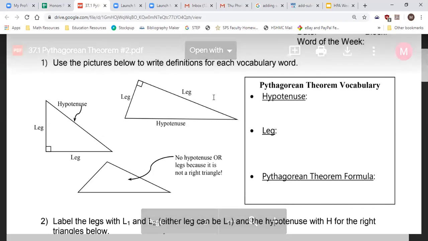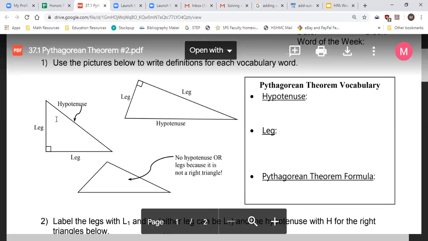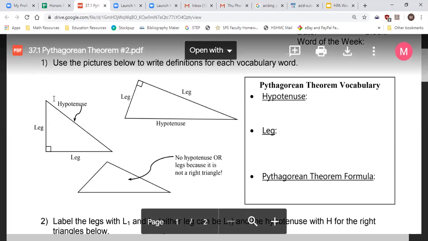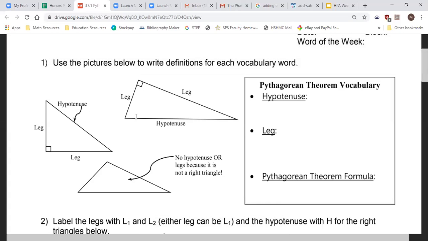What about legs? Could I get a volunteer to share out what they think legs are? What do they represent? So Milky said the hypotenuse is the longest side of the right triangle. What about legs? How do they compare? They're the two other short sides. Yeah, that's basically it. It's the two smaller sides of a right triangle.